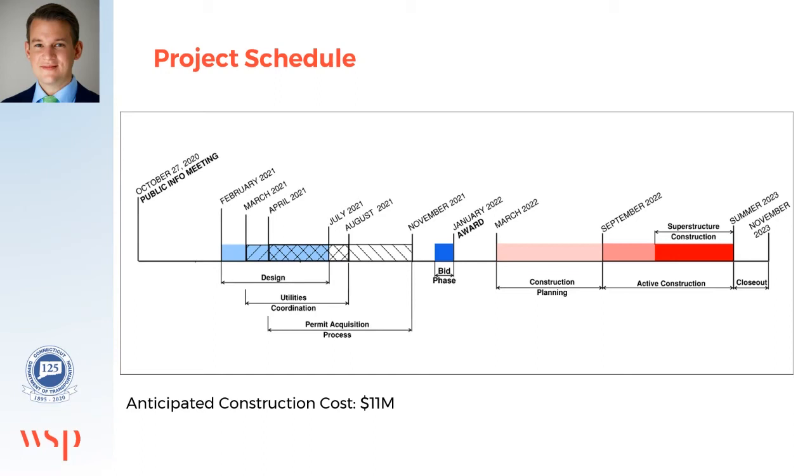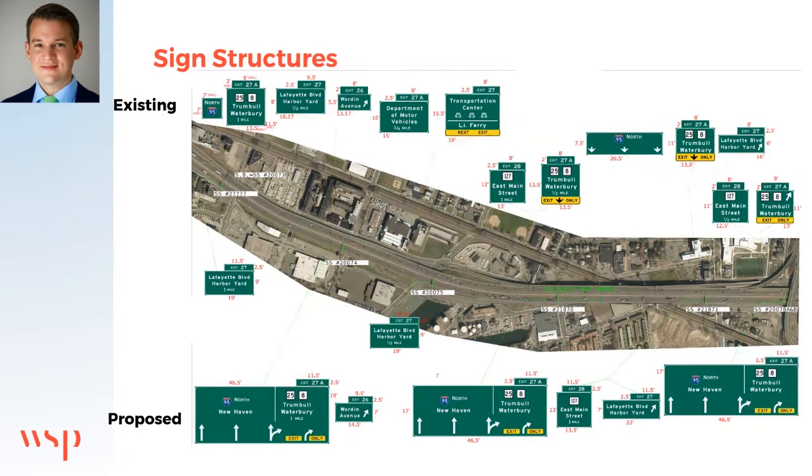Also included as part of the project will be upgrades to the existing sign structures along I-95 northbound leading up to exit 27A. Shown along the top here is the existing signage as it is today, and then shown on the bottom is the proposed signage that will be replacing that, and that'll be updated to reflect the new exit lane at exit 27A, as well as updating signage to current standards.